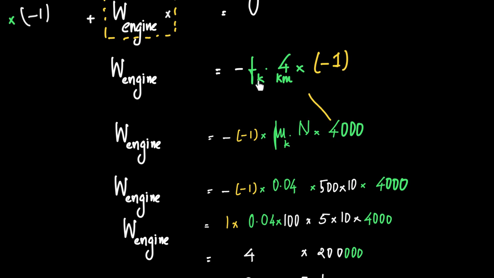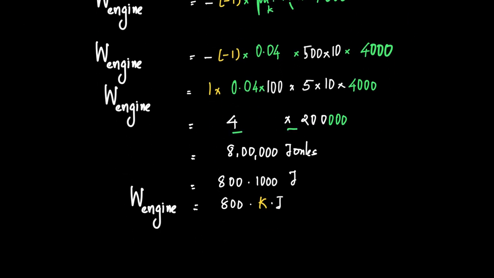Now, what is Fk? It is mu k into N. What is mu k? Given to us as 0.4. And what is N? N is equal to mg, which is 500 into 10, 4000. I'll write 500 as 5 into 100. So 0.04 into 100 becomes 4. 5 into 10 becomes 50. Into 4 becomes 200. That becomes 2 lakhs. So you can write this as 4 into 2, which is 8, followed by 5 zeros. I'll write it as 800 into 1000 joules. What is 1000 joules? 1 kilojoule. So the work done by the engine is equal to 800 kilojoules.